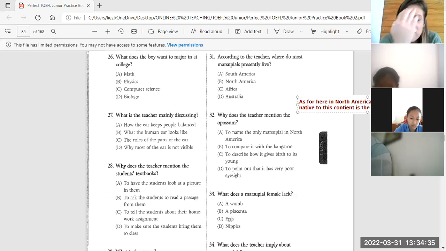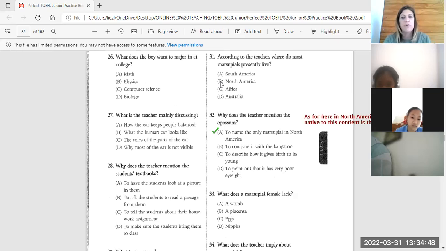Yes. Okay, what do you think the answer is now? I think it is A. It's A, yes. Do you understand why? Yes. Okay, she didn't mention anything about birth or about the eyesight. What does the marsupial female lack?